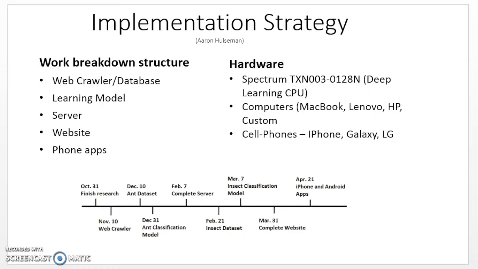The data set will be finished by February 21st and the model by March 7th. And we should have our website finished by March 31st and our iPhone and Android apps by April 21st.